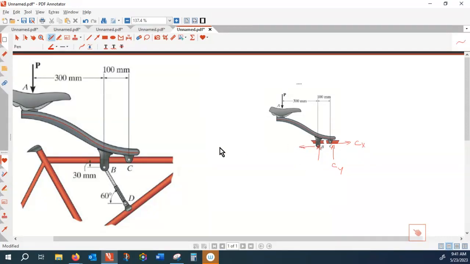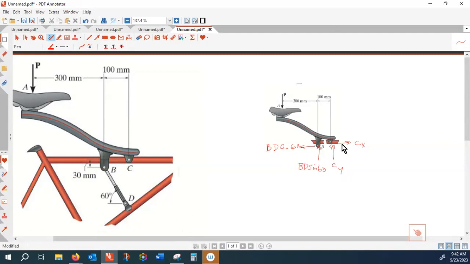So what is BDY? BDY is BD times sine 60. And this one is BD cos 60. Okay?